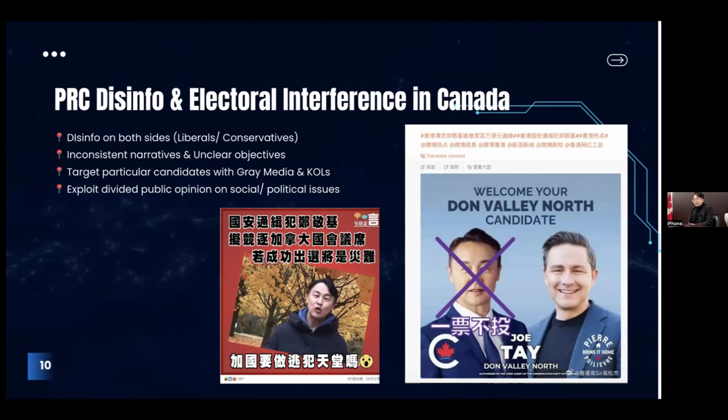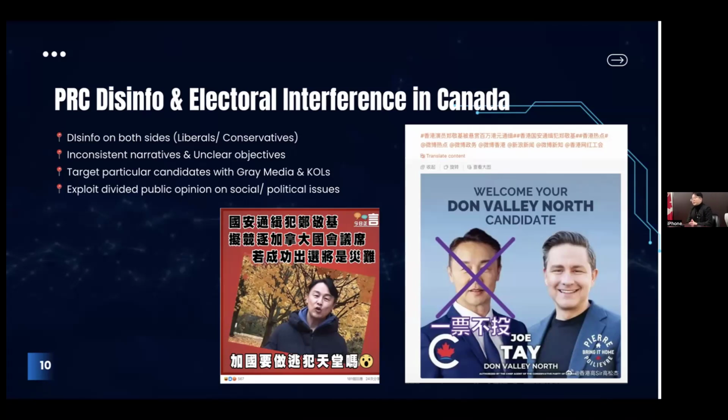But what I've been seeing in the past 2 weeks is that there is actually disinformation on both sides, both on the liberals and the conservatives, but a little bit more on the liberals. But there are inconsistent narratives and the objectives are unclear right now. It seems like the PRC is not supporting a certain party, but they're trying to deploy similar tactics to what they used in the US election last year, which is to divide public opinion, to magnify division in our liberal society, to undermine our democratic values in general.